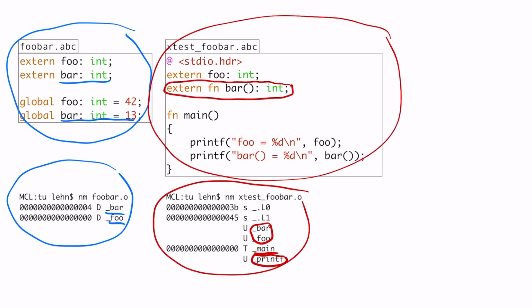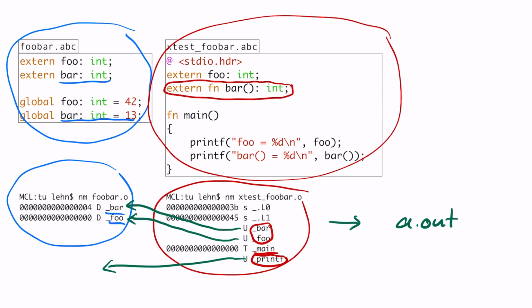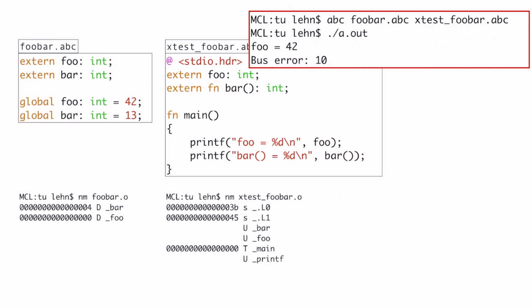So the linker checks are there name conflicts, which is not the case here. Then it's checking whether it can fix all the holes. And the hole for bar can be fixed by using the symbol here. The hole for foo can be fixed by using the symbol here. And the hole for printf can be fixed by using whatever address is defined in these libraries. And that means the linker will simply generate an a.out. And this a.out actually can be executed. And that means you can translate these source files into an executable. And there is no warning or error from the compiler or the linker.